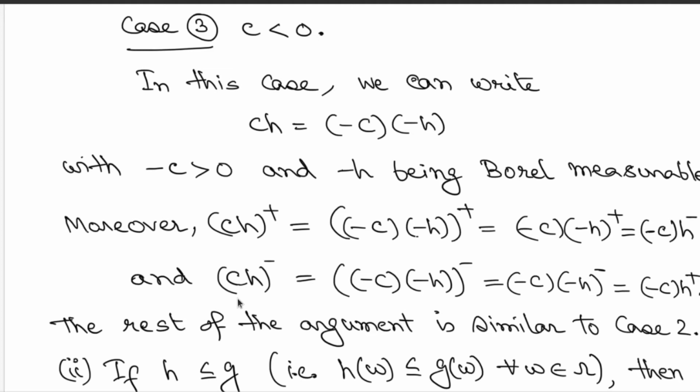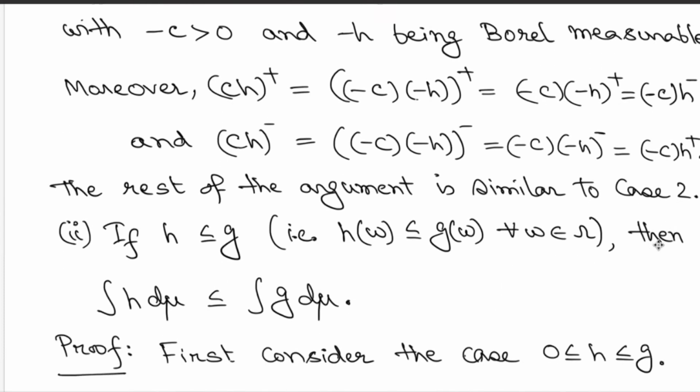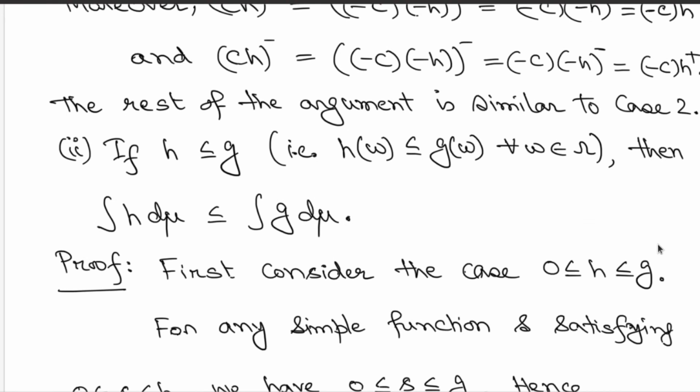And similarly, the negative part of c times h can be identified as minus c times the positive part of h. The rest of the argument follows similar to the case above when c was positive. You look at the integration of ch d mu, split it into the positive part and negative part, and use this identification. Here h plus and h minus are non-negative measurable functions, and minus c is a positive constant. Just use that and you will immediately get the required relation. So you have managed to show that scalar multiplication works nicely with this integration procedure.